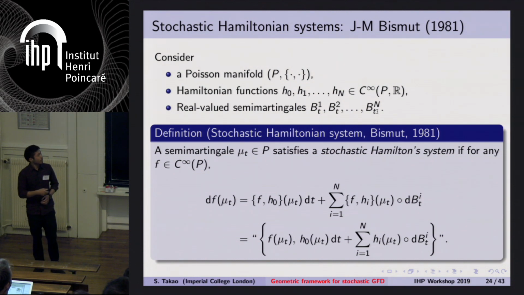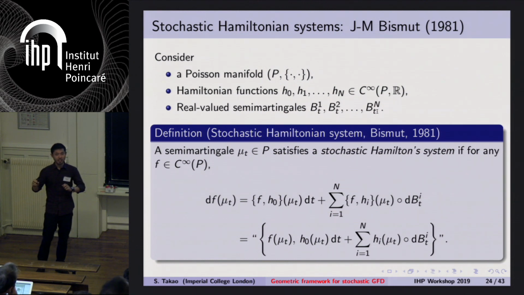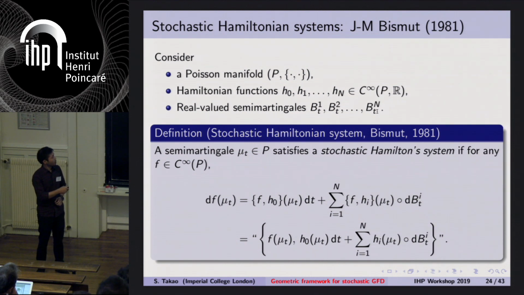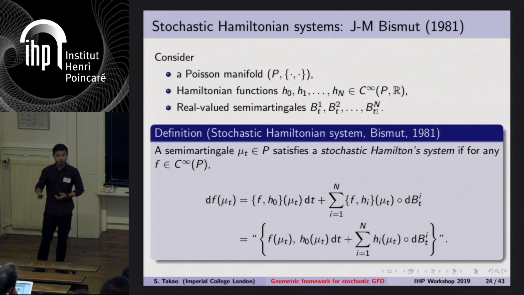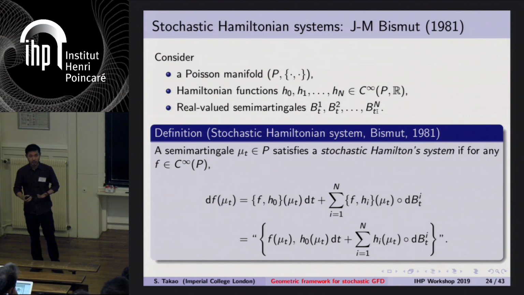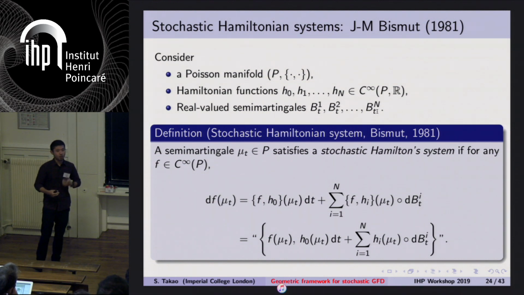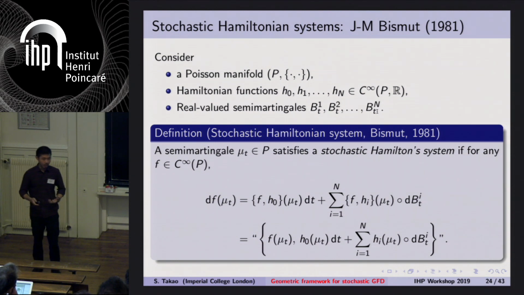And intuitively, you can write this in this form, where you're basically plugging a sort of stochastic Hamiltonian inside your Poisson bracket. So this is the Hamiltonian h_0 dt plus h_i Stratonovich dB_i. So that's the intuition behind this. Instead of using one Hamiltonian to get a deterministic dynamics, you're coupling many Hamiltonians with the semimartingales and plugging into the Poisson structure to get a stochastic Hamiltonian equation.